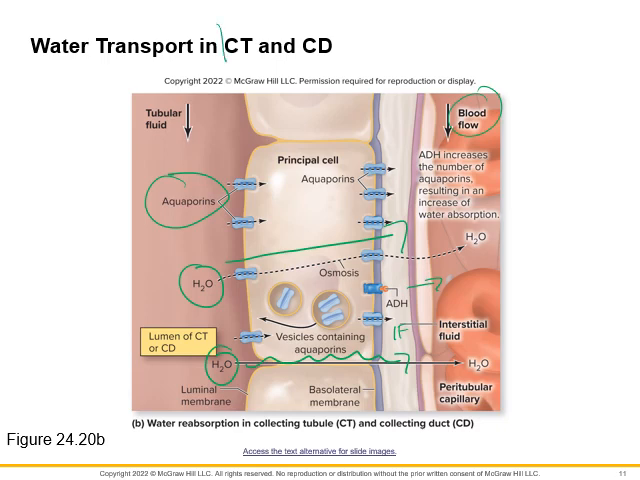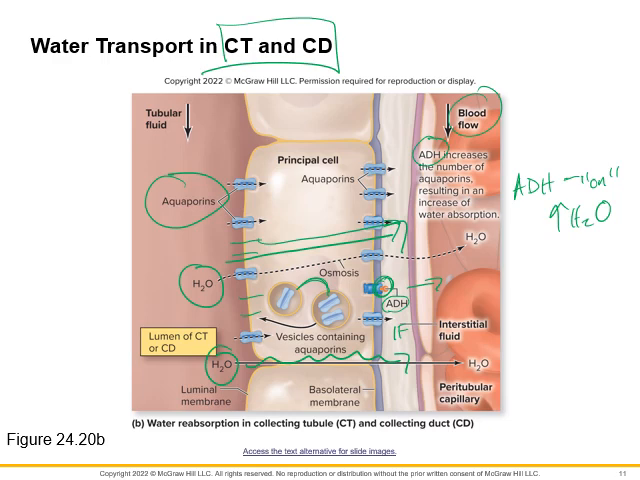I put this particular image here so we can see the collecting tubule and the collecting duct. Remember ADH, which hopefully we're okay with. If ADH is on or being released, we're going to see an increase in water absorption. So here they're showing you that ADH hormone is binding to the cell and it's causing an increased production in aquaporins. So the more aquaporins I have, the more water is able to be reabsorbed.